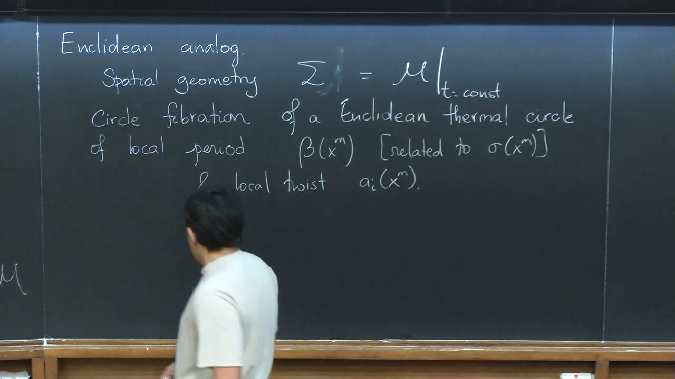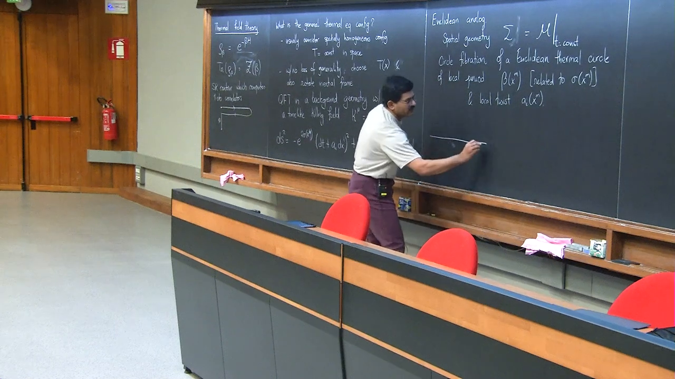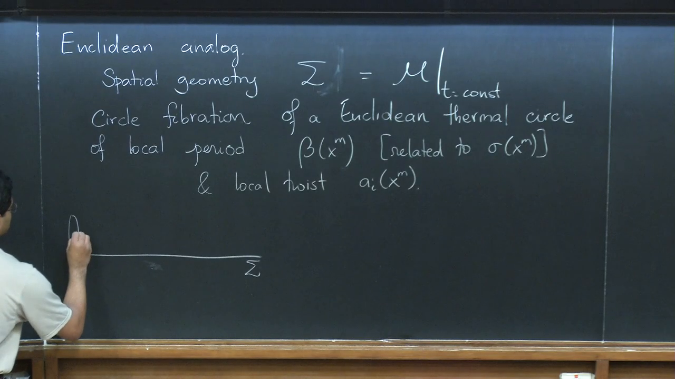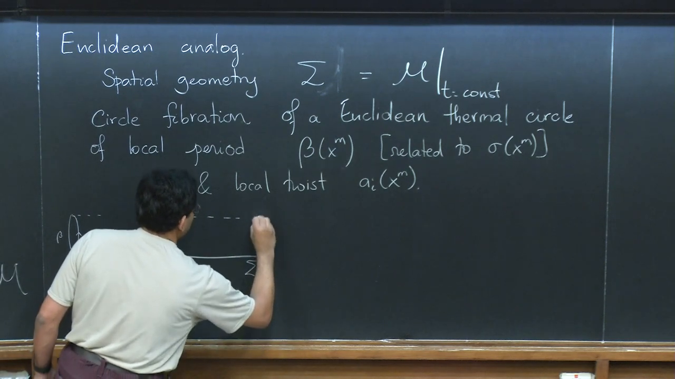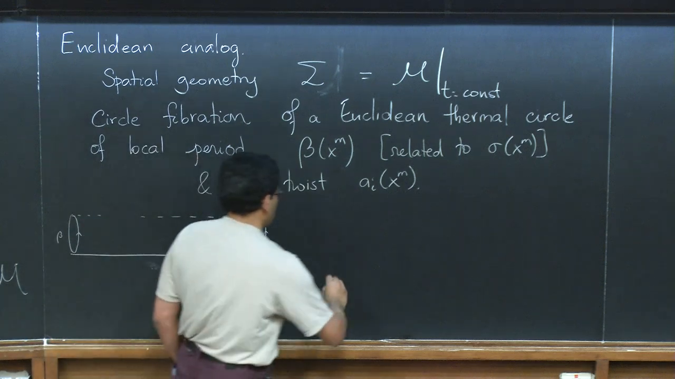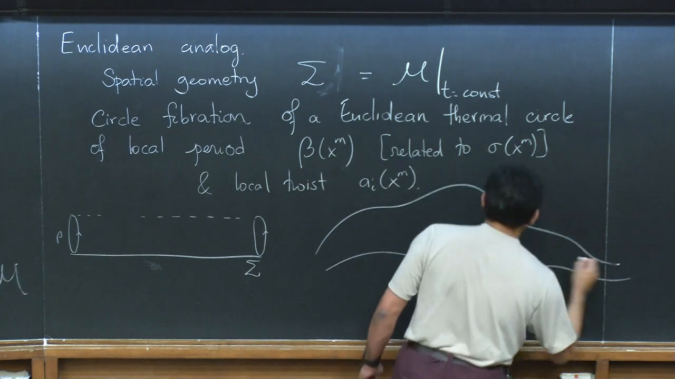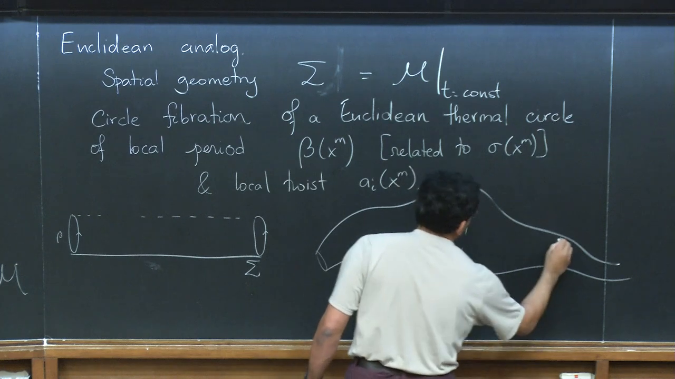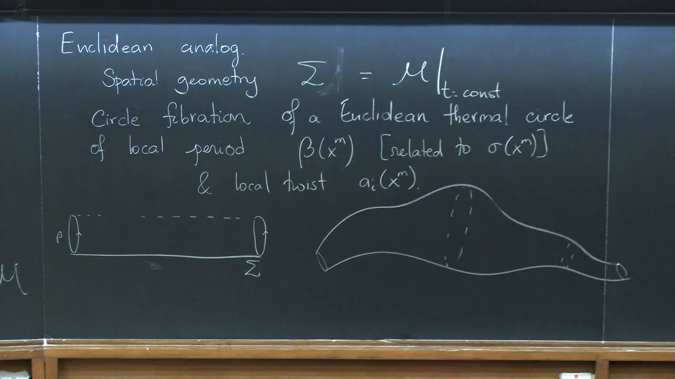And in pictures, one usually talks about thermal equilibrium as if you have some space and you have a cylinder where you have a circle of period beta that is homogeneous everywhere in space. But I'm advocating a more complicated setup where you have a fibration structure with the thermal circle changing its shape and size as you go along.